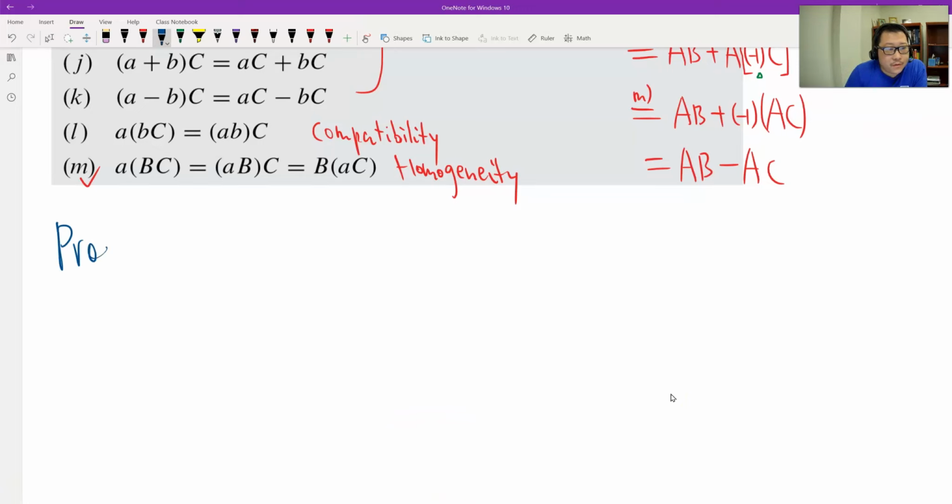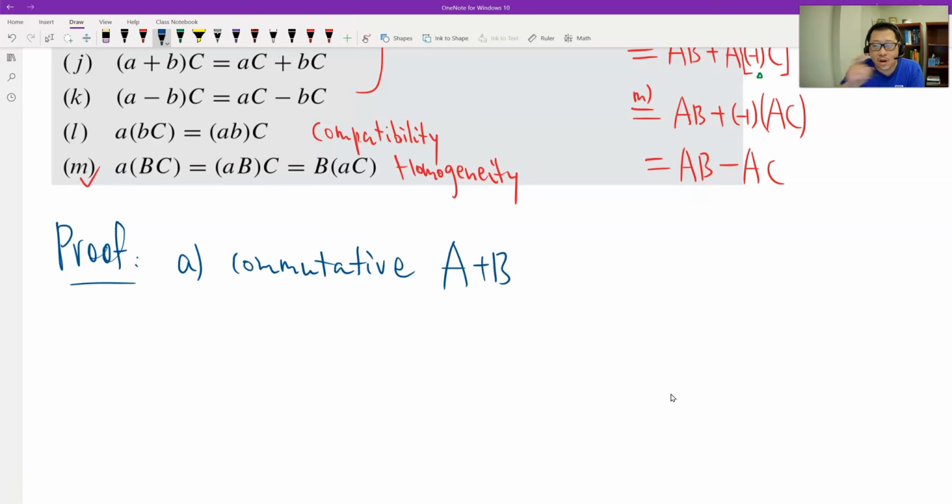And proof for the commutative, which is A plus B, commutative of the matrix addition, equals B plus A. So first, A and B should have the same size.